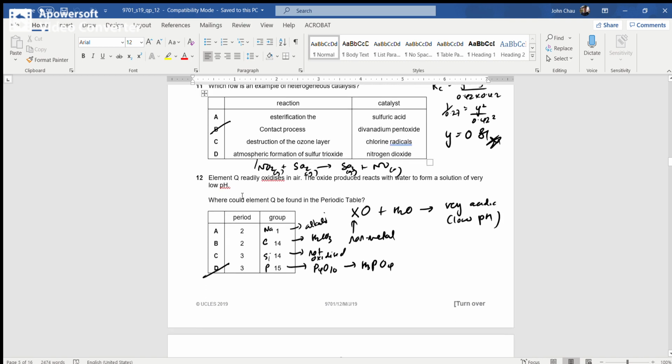Question 12. Element Q is readily oxidized in air. The oxide produced reacts with water to form a solution of very low pH. Now, where could element Q be found in the periodic table?